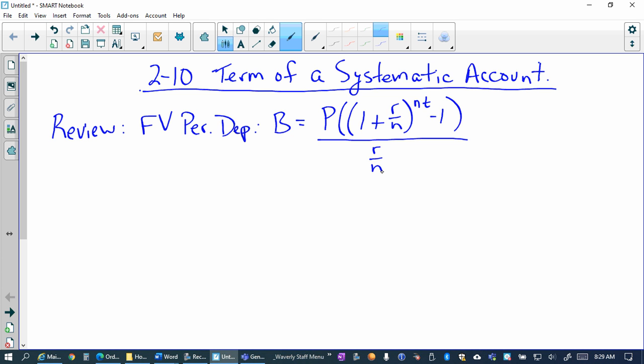And then we have a formula. Really this next formula comes from just solving this one for P, the payment amount. And this gives you the present value of a periodic deposit. In other words, this will give you the amount of monthly payment you need to make to reach a certain goal, or a value of B for the balance that you want in the future.